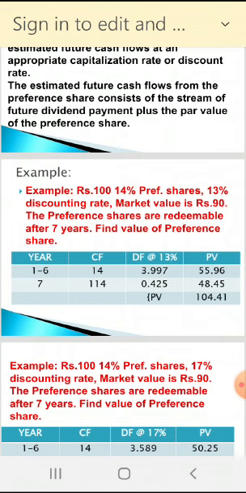The life is 7 years, right? Up to years 1 to 6 you will get 14% on rupees 100, so 14 rupees. So discounting factor at 13%, annuity factor for 6 years is 3.997. Multiply with the 14, you will get 55.96. Please calculate, I am waiting, do the calculation yourself. Make a table and write it properly.